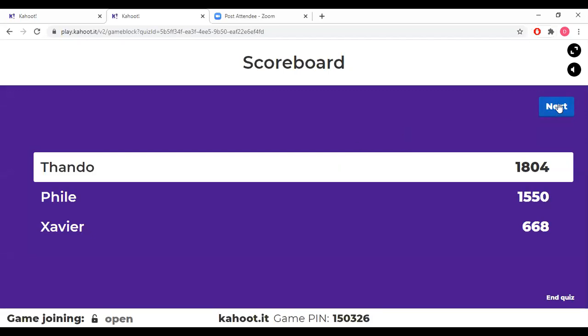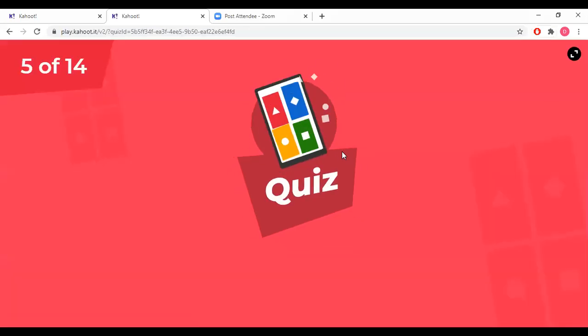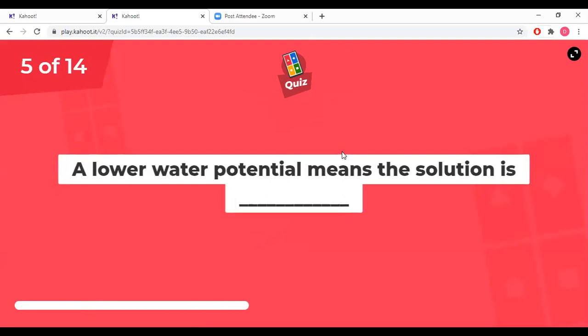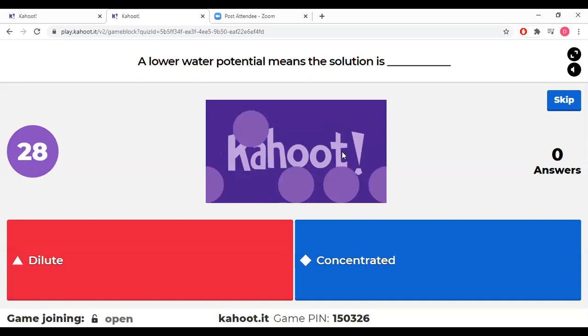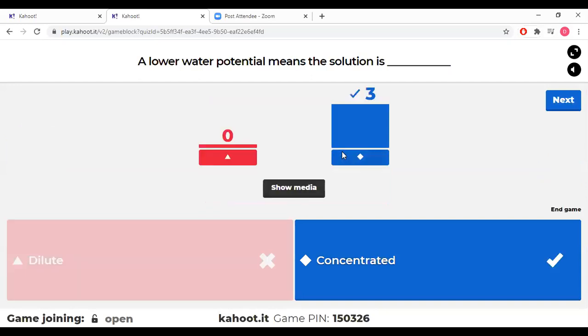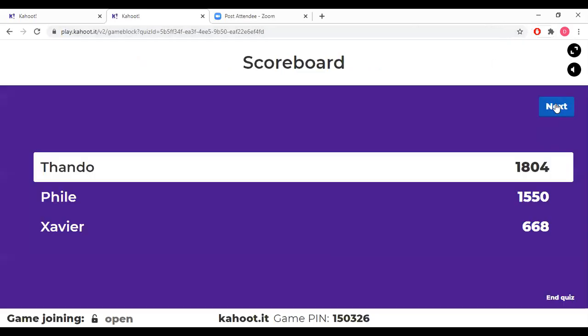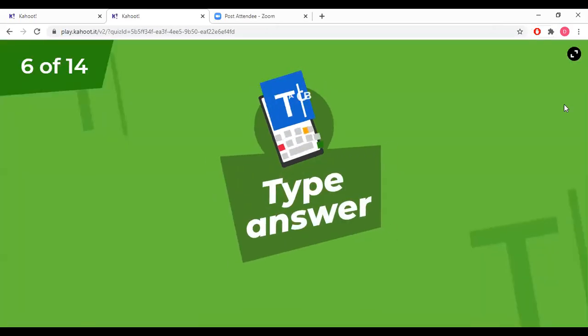Okay, Pile is the one who got it. Congrats, Pile. A low water potential means the solution is, well, this is just the opposite of the previous question, actually. Good, it's concentrated. Thank you, you guys are good listeners. You all got a mark, congratulations.